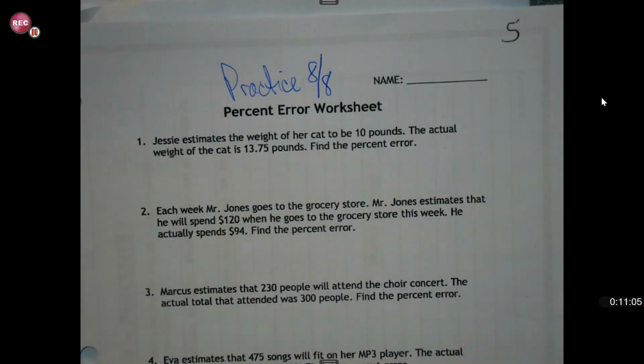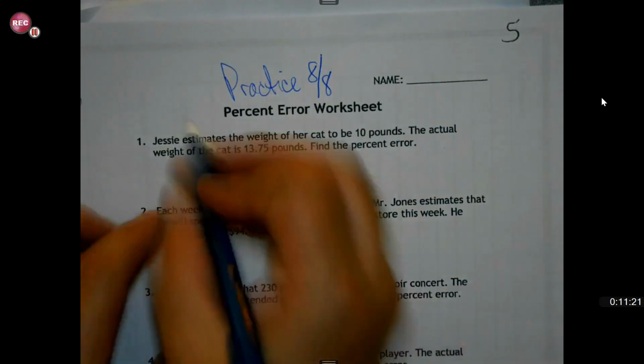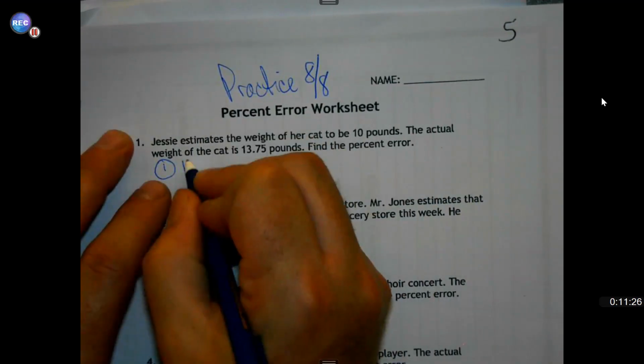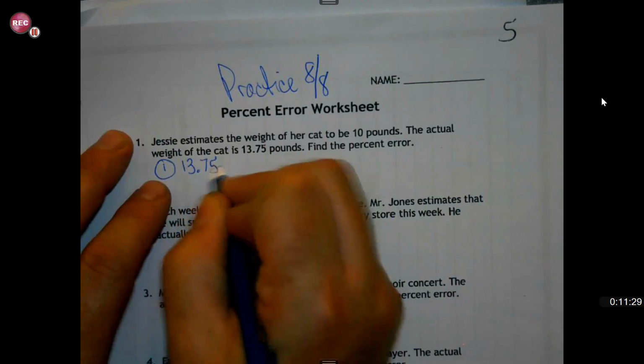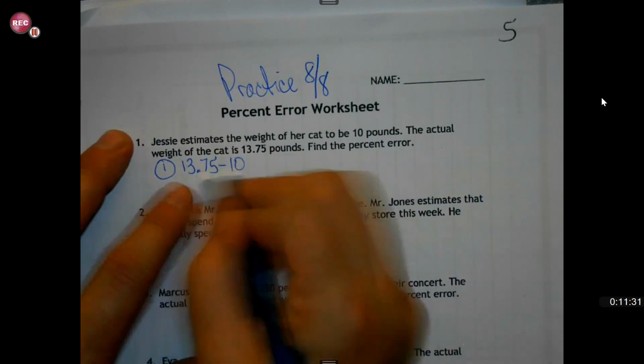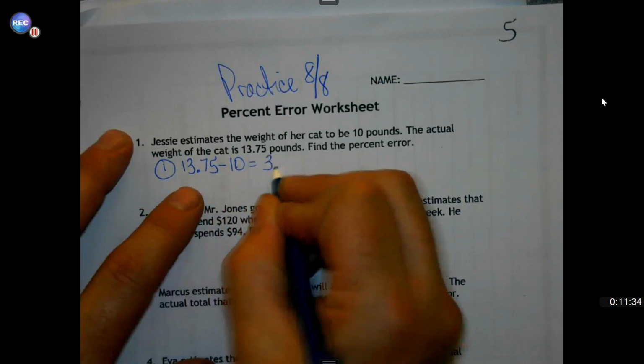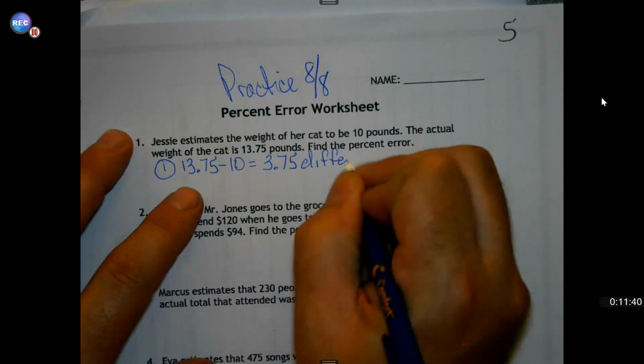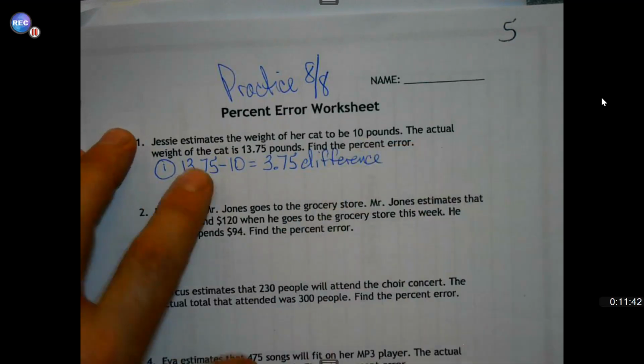And so, for instance, when we get here, Jessie estimates the weight of her cat to be 10 pounds. If the actual weight of the cat is 13.75 pounds, find the percent error. Okay, two steps just like the percent ones we did yesterday. Take our time, make sure these go well today. We're going to subtract the two numbers, bigger minus smaller. So there's the difference between what is and what we thought was.